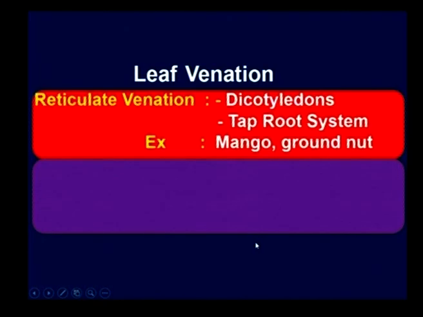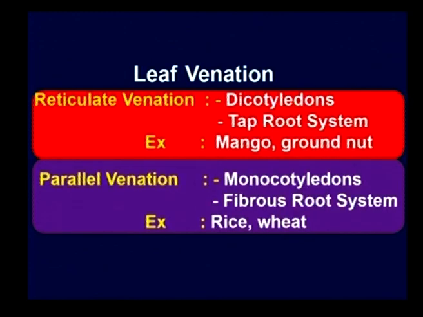Reticulate venation is seen in dicotyledonous plants having taproot system. Examples are mango and groundnut. Parallel venation is seen in monocotyledonous plants having fibrous root system. Examples are rice and wheat. Observe the leaf. Leaf is very important part of the plant.